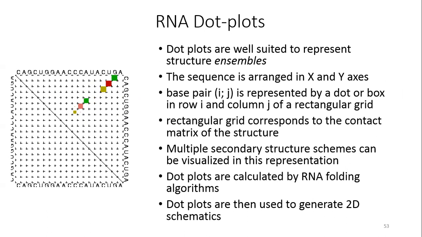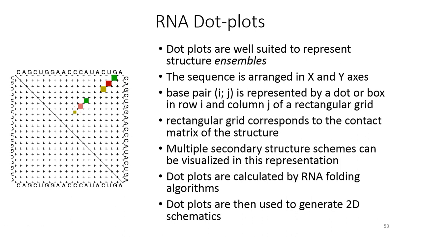In the late 1980s, people started to visualize the RNA secondary structure as RNA dot plots. These dot plots are well suited to represent structural ensembles. We will talk about ensembles in a while. What we do over here is that the sequence is arranged on the x and y axes. The same sequence is arranged on x and its corresponding sequence on the y axis.